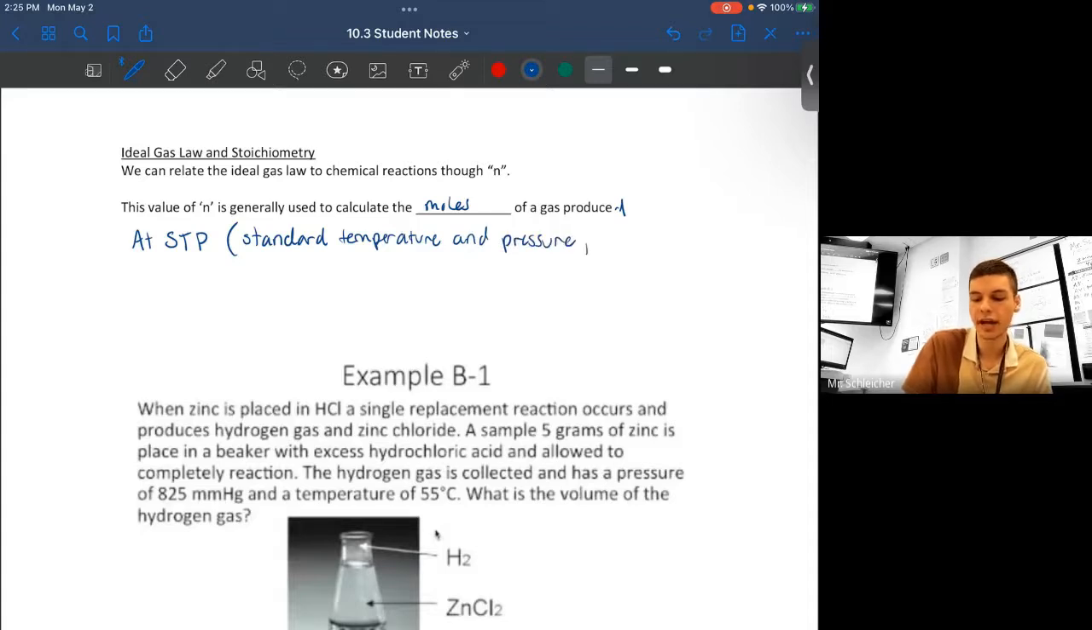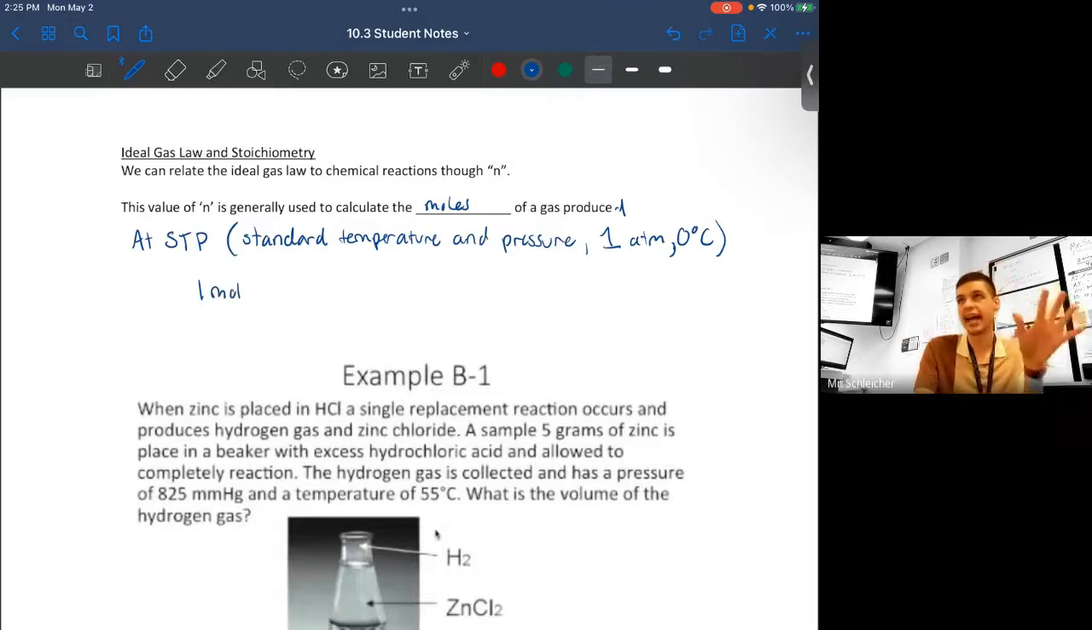And that means that you have 1 atmosphere of pressure and 0 degrees Celsius of temperature. That's what that means. At STP, you might see questions like this that will use this relationship.